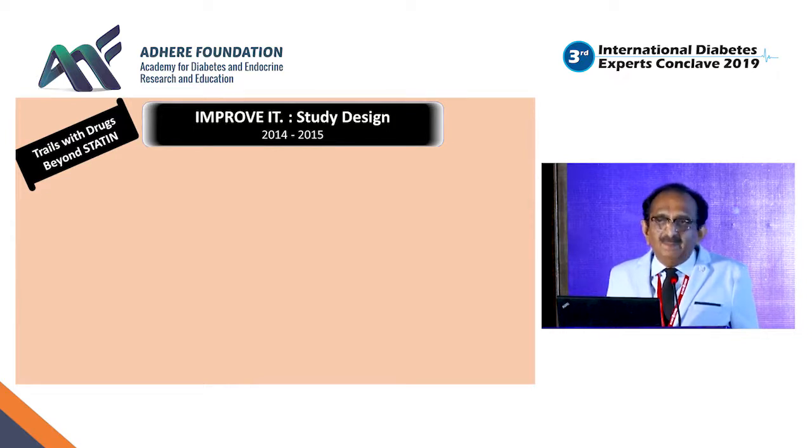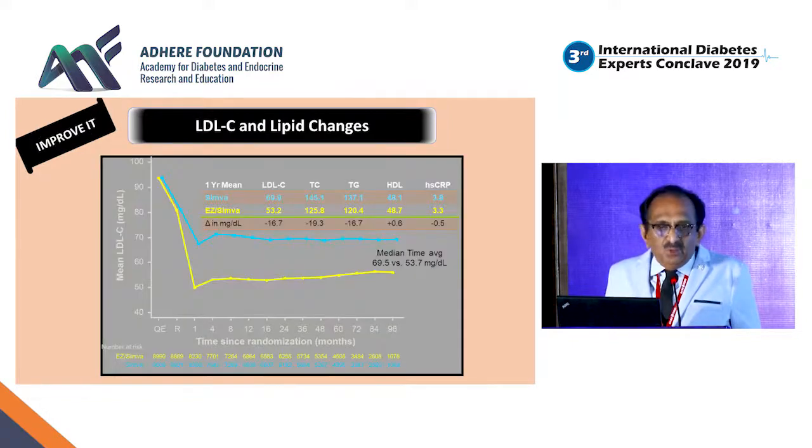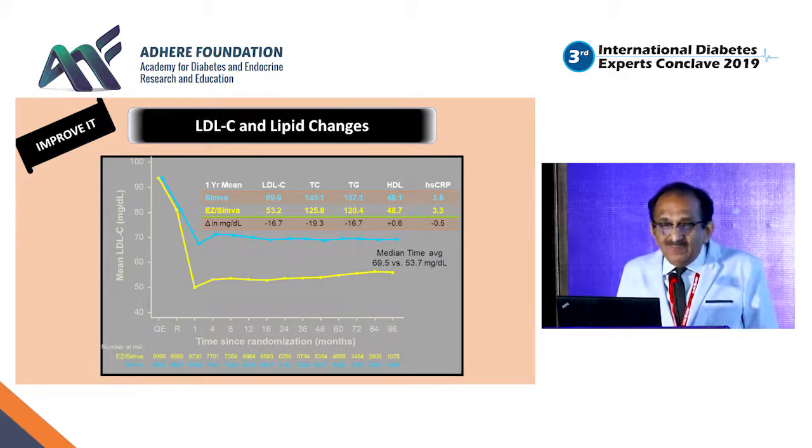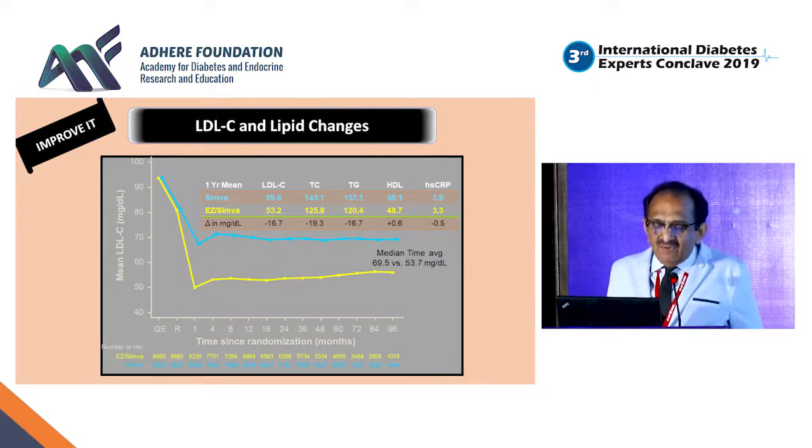That has become increasingly important during the last 4-5 years. IMPROVE-IT, the first one, 2014 or 15. Look at the design of the trial. More than 10,000 patients, stabilized post-acute coronary syndrome, less than 10 days, LDL of less than 125, or less than 100 if on prior statin.